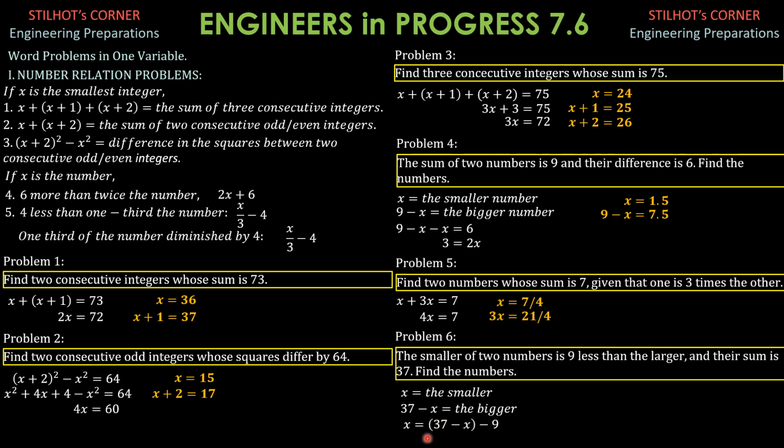So therefore, transposing negative x to the left, 2x equals 37 minus 9, which is 28. So 2x equals 28. X therefore is 28 over 2, or 14. That's the smaller. And the larger is 37 minus 14, which is 23. So that's the statement.